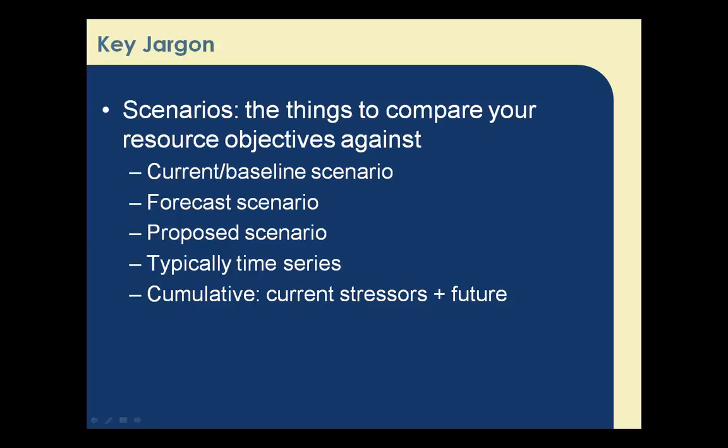We usually begin with a current, or what we call a baseline, scenario. We may have a forecast scenario that could have forecasts of urbanization as well as certainly climate change. We can have proposed scenarios, so those would be proposed, say, large infrastructure or renewable energy scenarios. These are typically done in a time series, and they are cumulative. So we're going to begin with that current scenario, and then we're going to build our future scenarios by adding forecasts and proposed stressors to that current baseline.